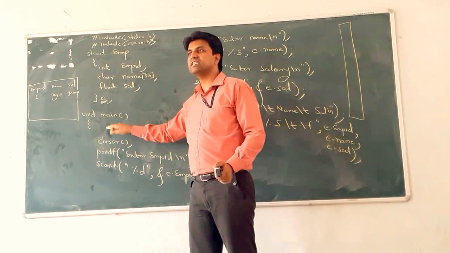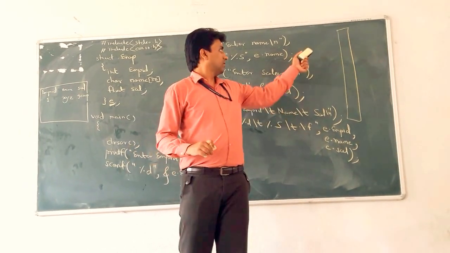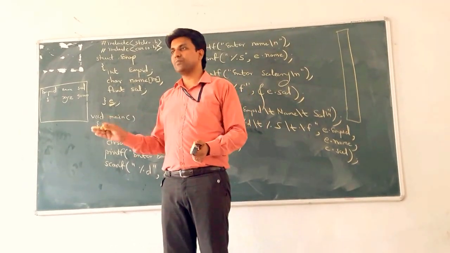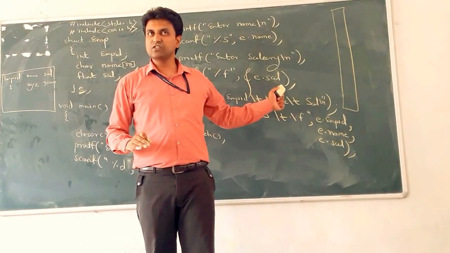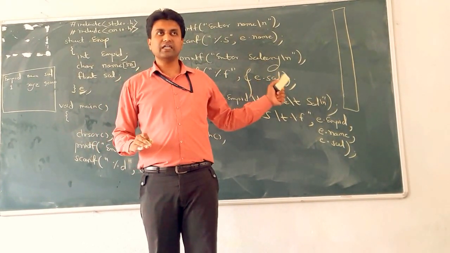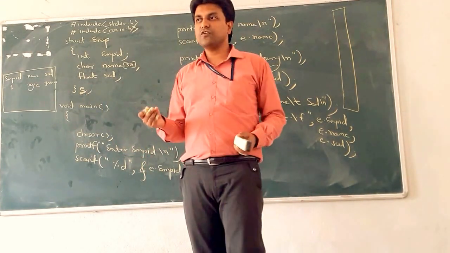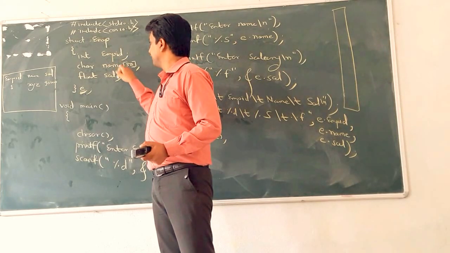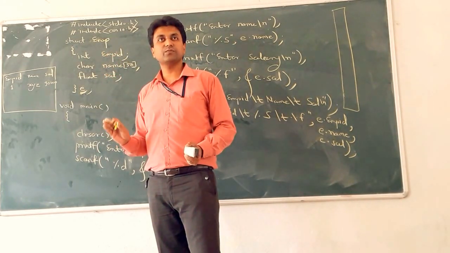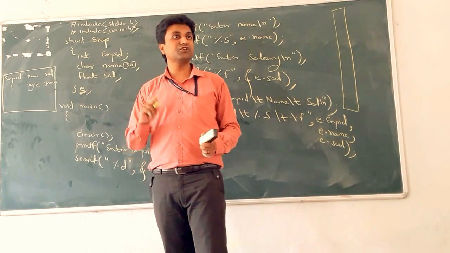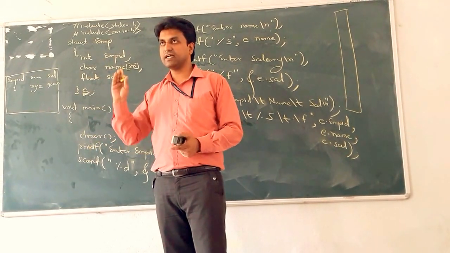If we declare it inside the main, it becomes a local variable, and for a local variable memory management is done on the stack partition. If the variable is global, then memory management is done on the global partition of your RAM. So for e, how many bytes are reserved? 50 plus 2 plus 4. A total 56 bytes block is reserved, and the block is consecutive locations.